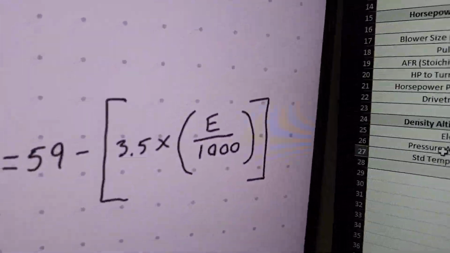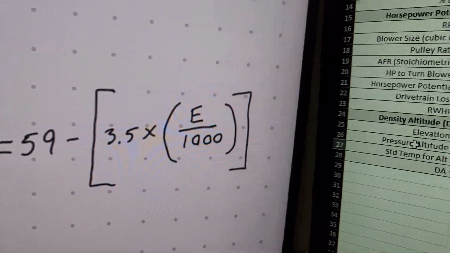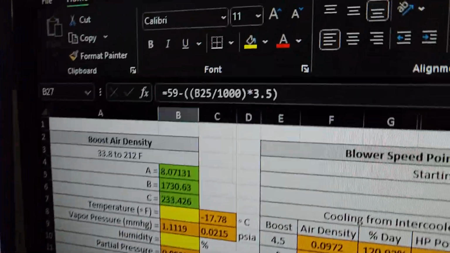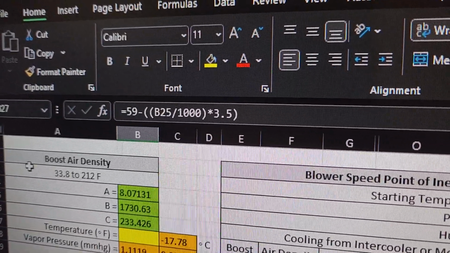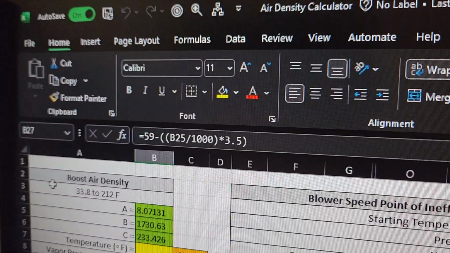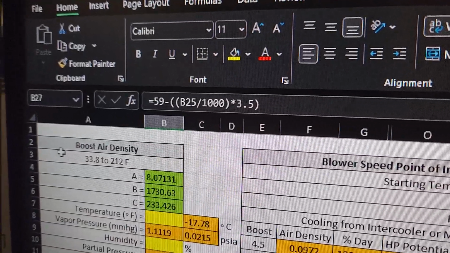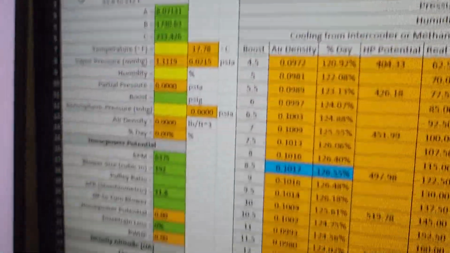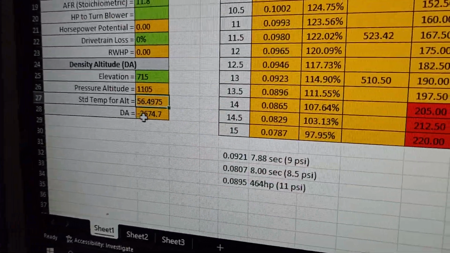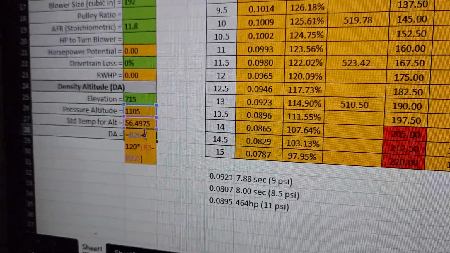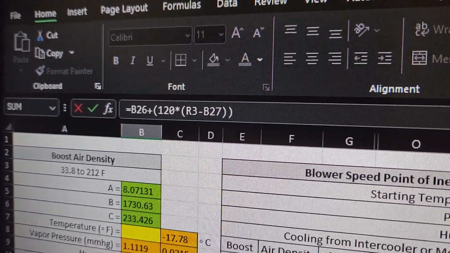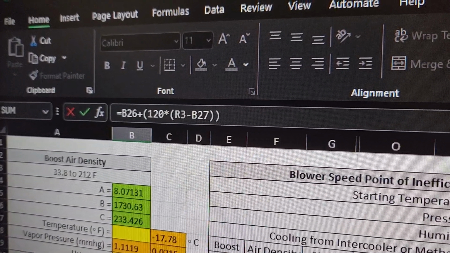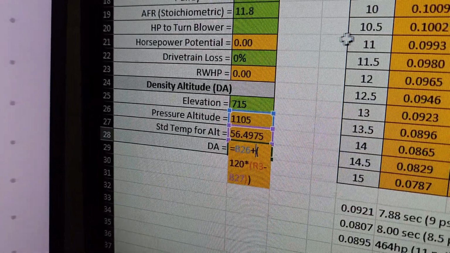And then you come down here. This is the calculation I did here: 59 minus, in parentheses, your elevation divided by 1,000, and then multiplying that by 3.5, and then subtracting that from 59. And then you go here, and that's your density altitude, and that's your formula here. It's just your pressure altitude you calculated, plus, inside parentheses, 120 times your outside air temperature minus your ISA that you calculated. And that's it.